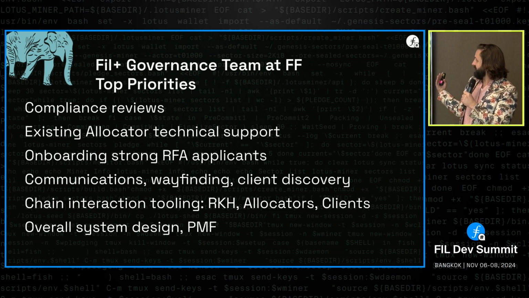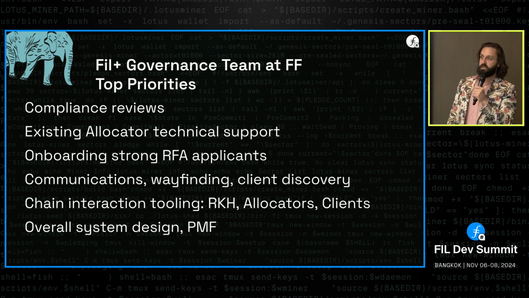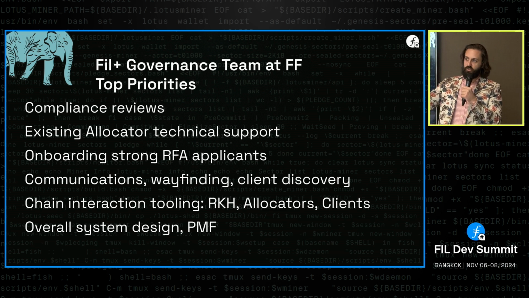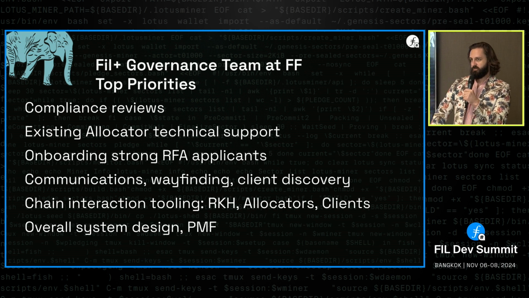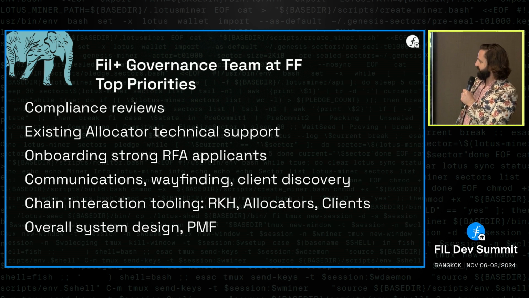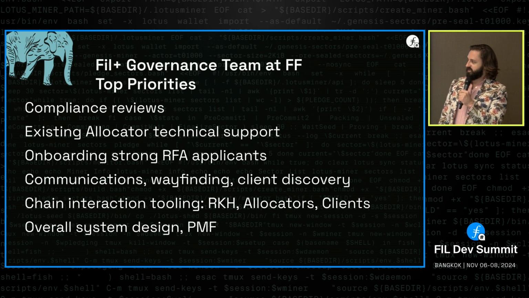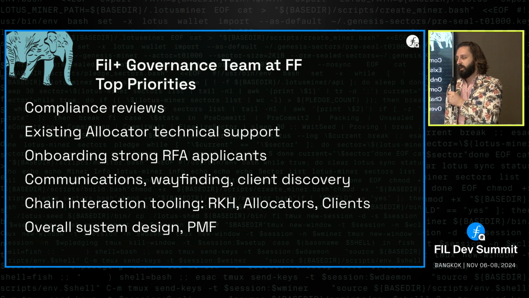After that, we provide a lot of technical support to these existing allocators. Addresses have to change. Someone needs to add a new GitHub. Somebody changes something in their bookkeeping repo. That also is a huge time drain to keep all of these allocators functioning, right? We're building a lot of tooling with them. This has been a major priority. And then we've been looking for strong RFA applicants. We've gotten a couple from posting it, and we've been onboarding those.